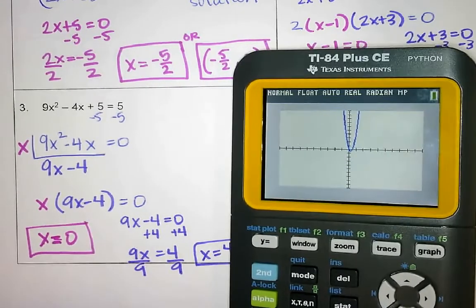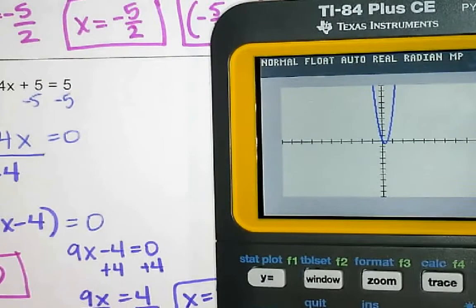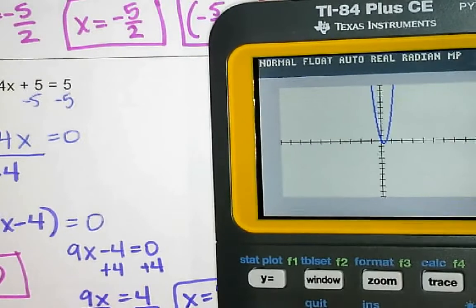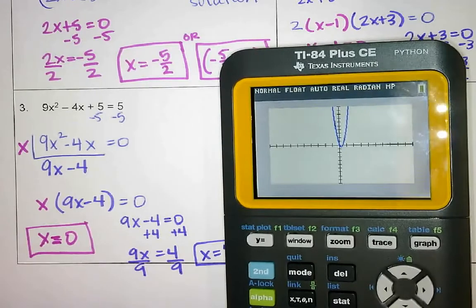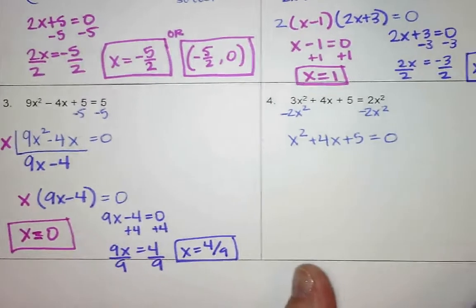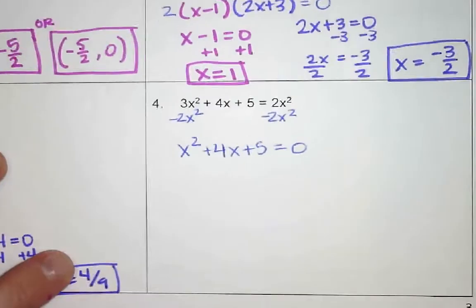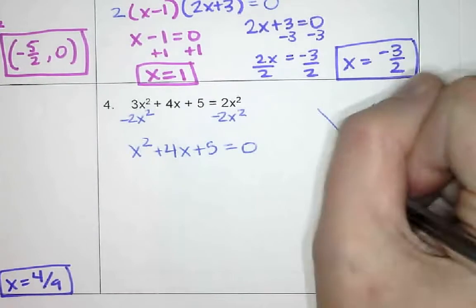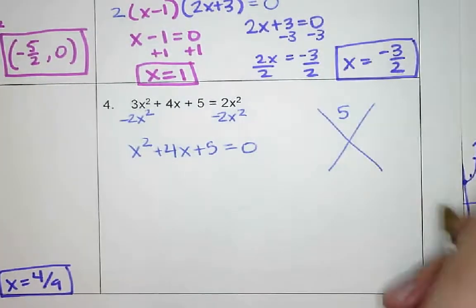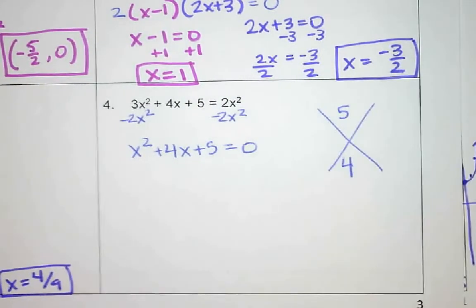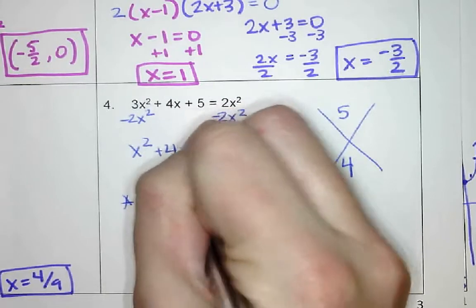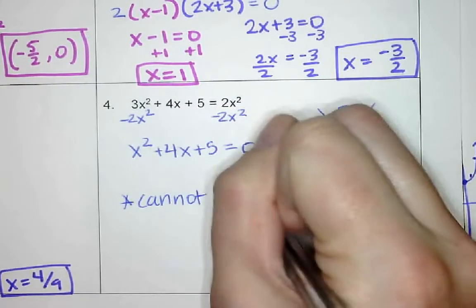All right, for number 4, we have this lovely guy right here. So guys, how can we factor this? Two numbers that multiply to 5 but add to 4. Is that possible? No. Guys, this one cannot be factored. You cannot complete the x with any numbers.